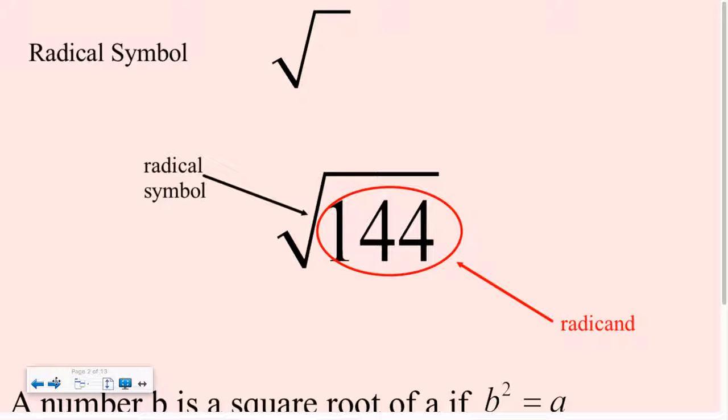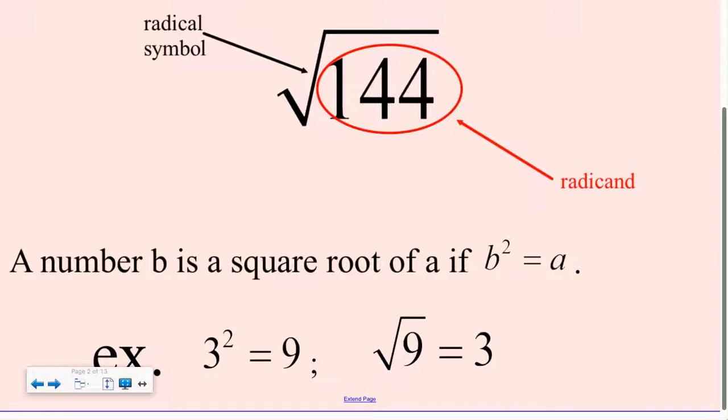Square root symbol, also known as a radical symbol. The number underneath of a radical is called the radicand. So instead of saying 144 is the number underneath of the radical, I can just say 144 is the radicand. By definition, last year you would have learned that a number b is a square root of the number a if b squared is equal to a. So since 3 squared is equal to 9, then I'm going to say that 3 is a square root of 9. That's what we're thinking about today, square roots and all your perfect squares.